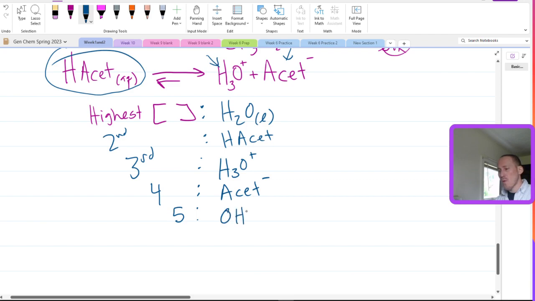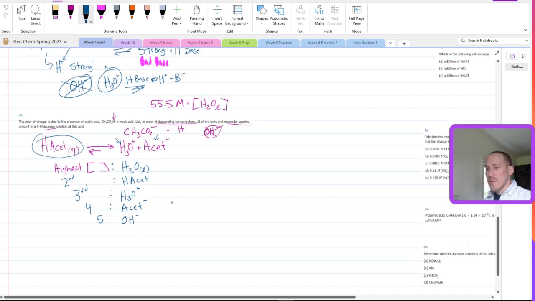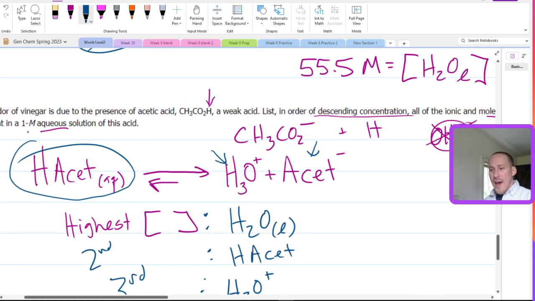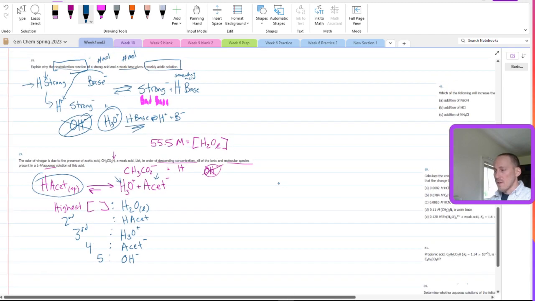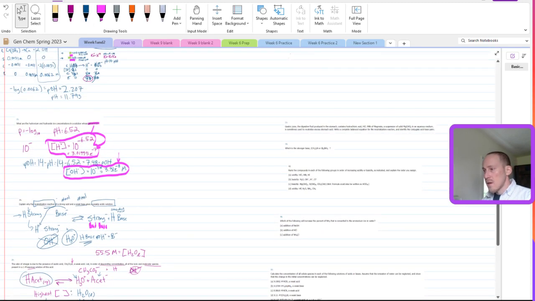And then, to whatever extent we might have some hydroxide, it's going to be trace amounts, because it's going to get basically instantly neutralized anytime it encounters an acetic acid. All right, cool. And they noted 1 molar because had they said that it's 100 molar in acetic acid, then I guess that would be more than the water. Water's 55.5 molar. Good little tidbit to remember. Okay, let's keep charging on.